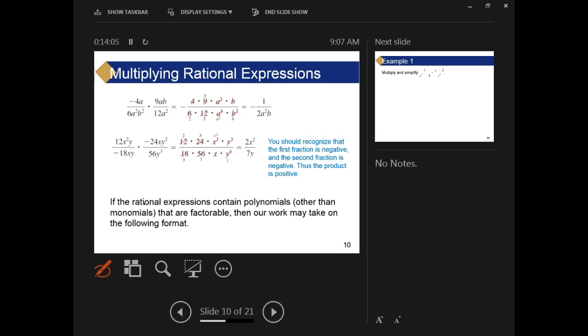6 won't go into 9. You can do this either way you want to. But 3 will go into 6 twice. 3 will go into 9 3 times. Now you have a 3 up here and a 3 down there, so they divide away.